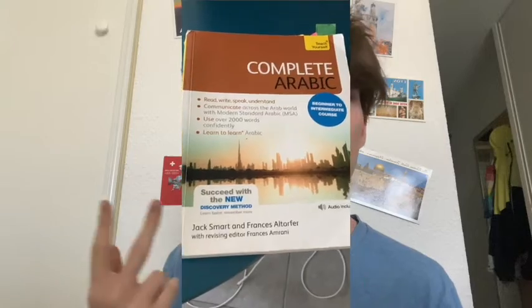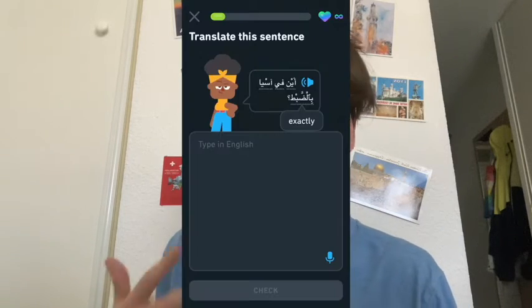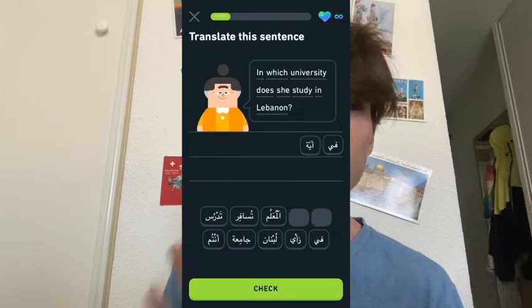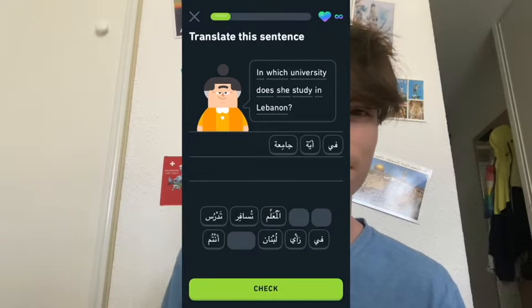So obviously there are the usual culprits such as Teach Yourself or Assimil, or you can even try Colloquial if you're going for more of a dialectal approach. On top of that, you have of course the Duolingo course, which for Arabic is actually not that bad. But anyway, it might also depend on where you live.